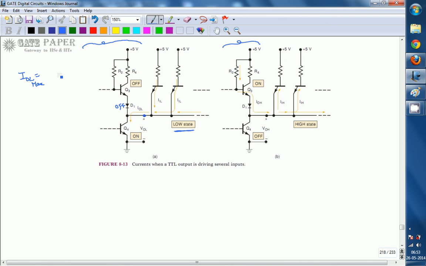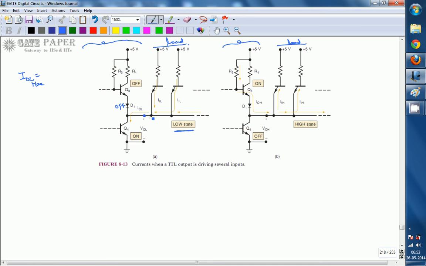The others are the load transistors. These are treated as load transistors, and these two are also treated as load transistors. You can connect any number of loads. By that time the loads supply currents, and all those currents get summed up and go into IOL.